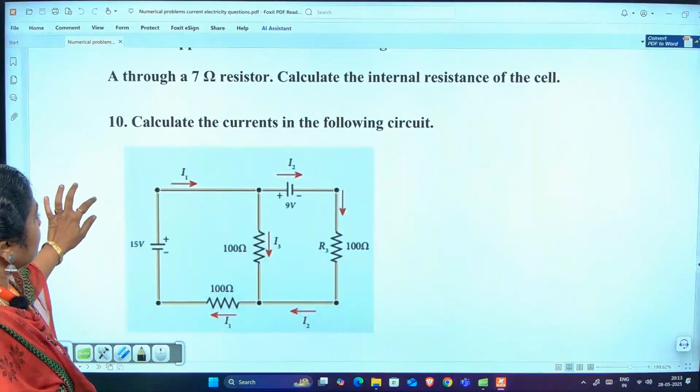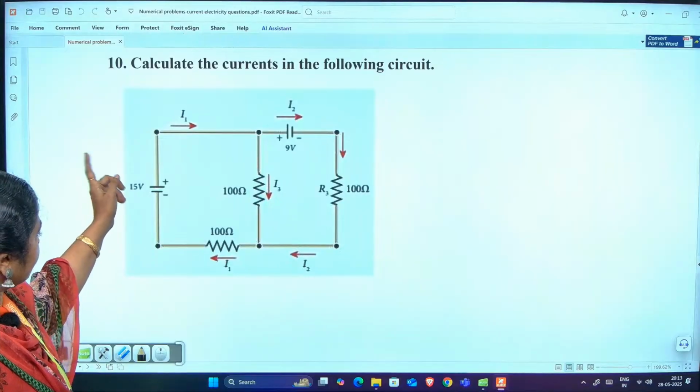Now next one, calculate the currents in the following circuit. That is, you have to calculate I1, I2.